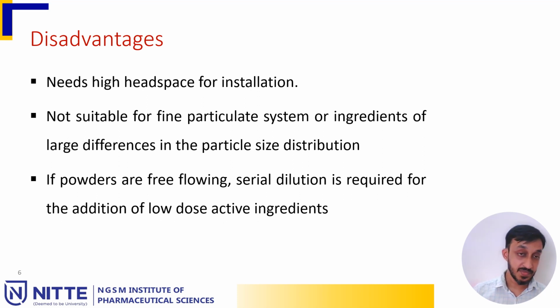What are the disadvantages? Double cone blenders need high headspace for installation. Since the big cones are moving, rotating, it needs a lot of headspace for installation, and they are not suitable for fine particulate systems or ingredients of large differences in particle size distribution. So here we prefer uniformly sized particles and especially granular particles. If the powders are free-flowing, serial dilution is required for the addition of low-dose active ingredients. That means if the quantity of some material is too low, you will have to do a serial dilution or a geometrical dilution pattern to follow the mixing in a double cone blender.